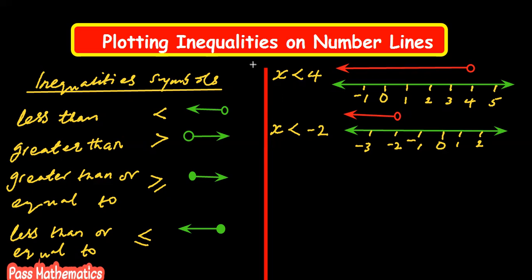Let's take another example quickly. If we have x is greater than 3 now, to represent this on a number line, we draw our number line. So x is greater than.